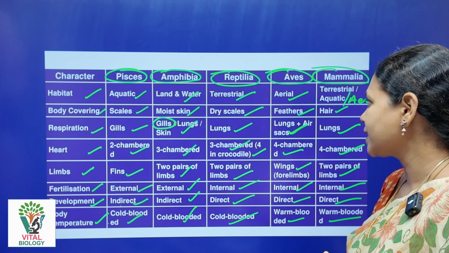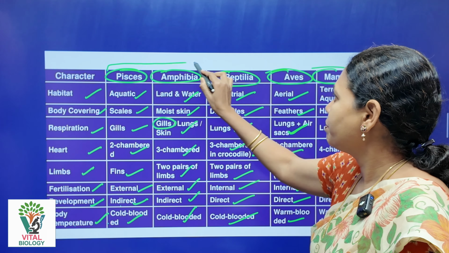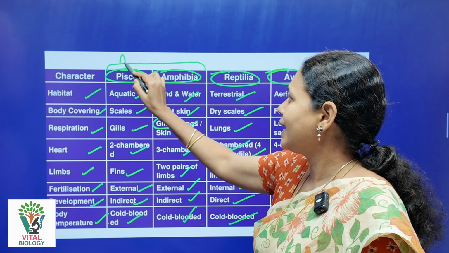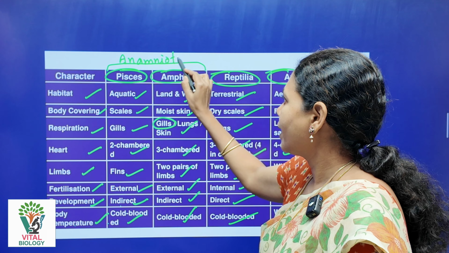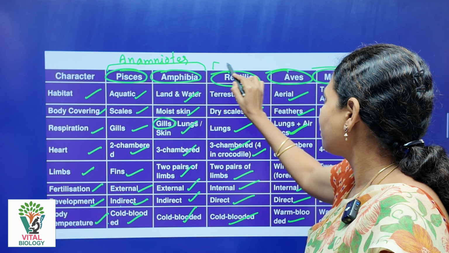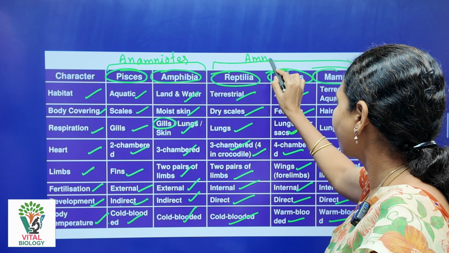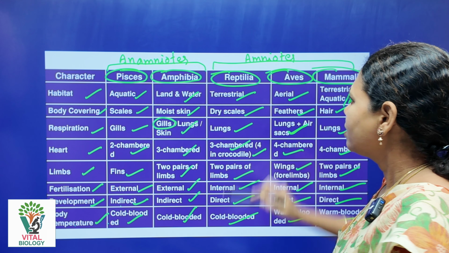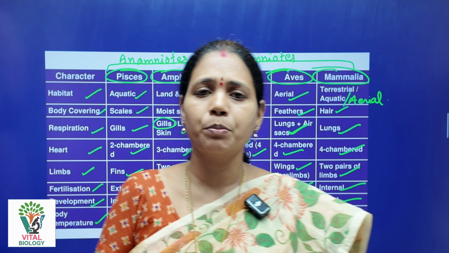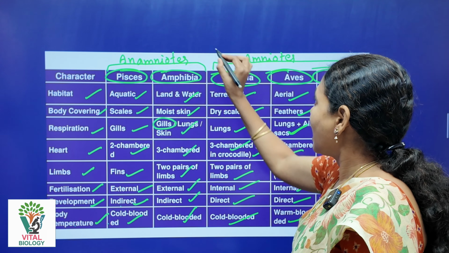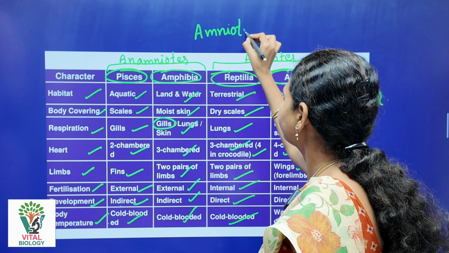And here, especially, if you see these Pisces and amphibians, they are called anamniotes. One more interesting character: these are called anamniotes, whereas the reptiles, Aves and mammals are called amniotes. So generally in their embryonic stages, one of the embryonic layers is the amnion, or amniotic sac.